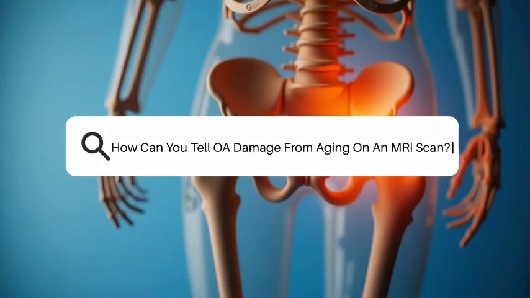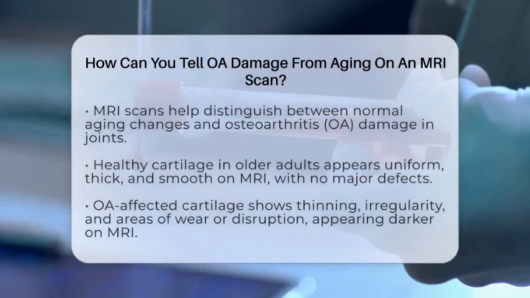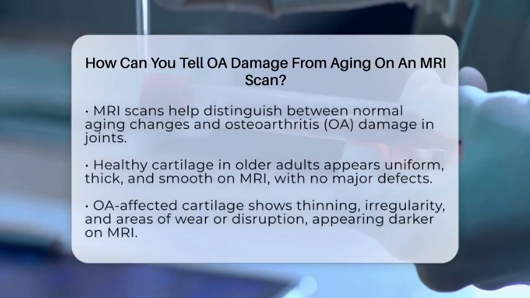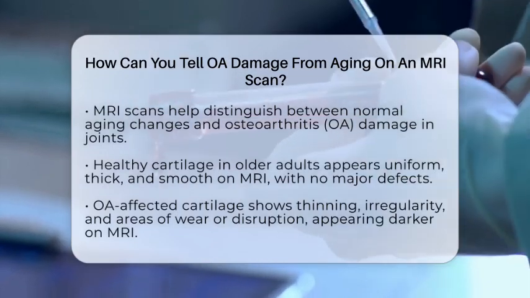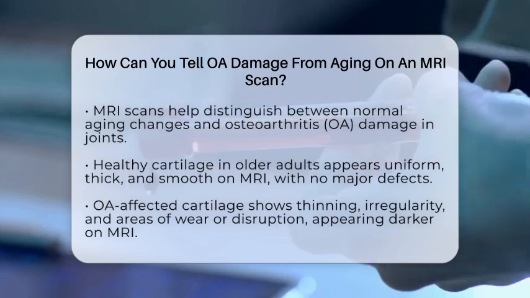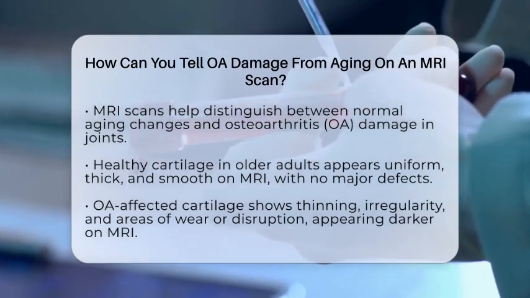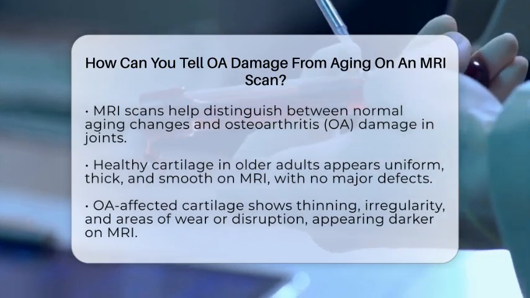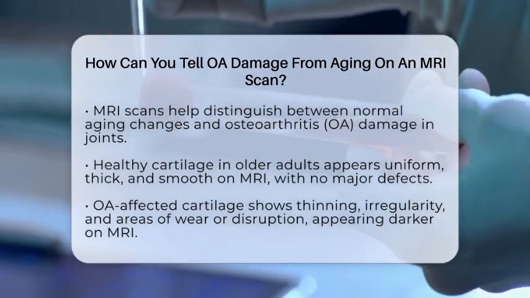How can you tell OA damage from aging on an MRI scan? Imagine looking inside a joint and seeing clear signs that tell a story of damage beyond what age alone would cause. That's where MRI scans for detail come into play. They help doctors differentiate between normal aging changes and actual osteoarthritis damage.